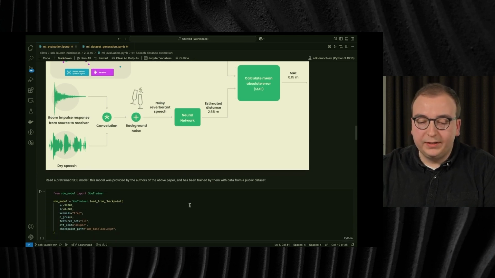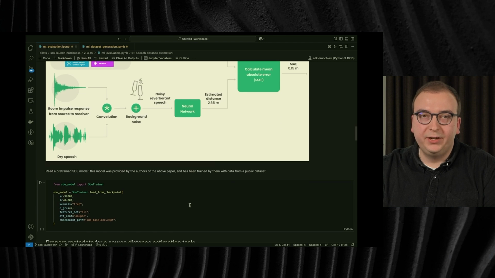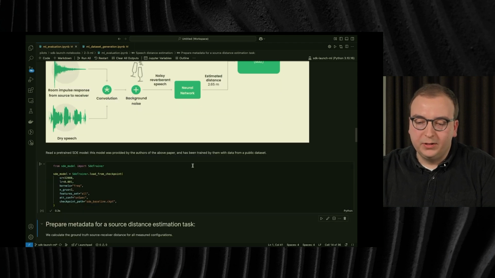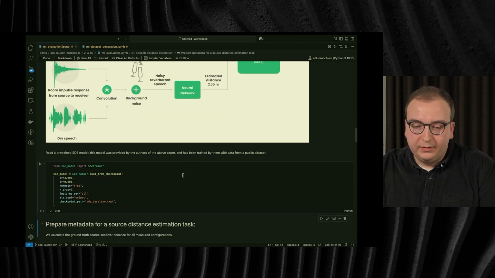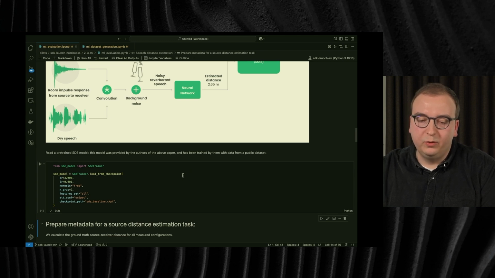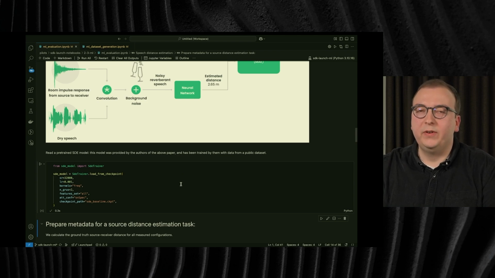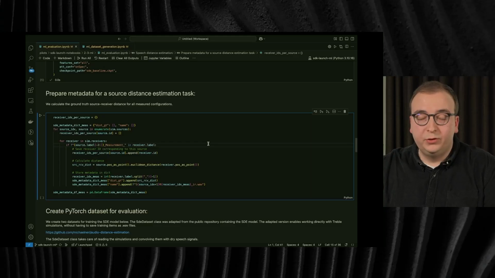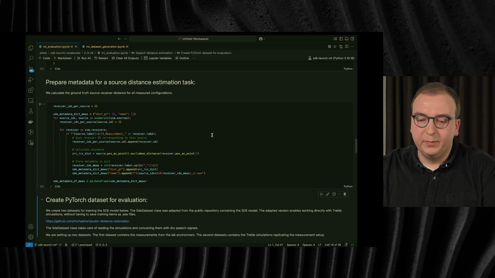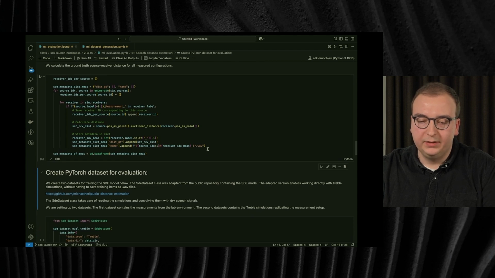And what we're doing now is that we are reading a pre-trained checkpoint from this model. So it's really important to emphasize that no simulation data or no measurement data from our side was used in training this model. We are just using the data now to evaluate how the model performs. And to do that, we first have to calculate the ground truth for the source receiver distance. And we do this quickly here for the measurements, which is just one for loop where we calculate the distance.